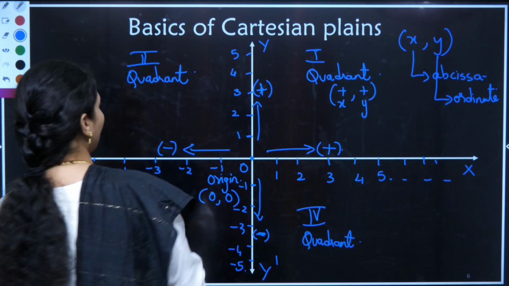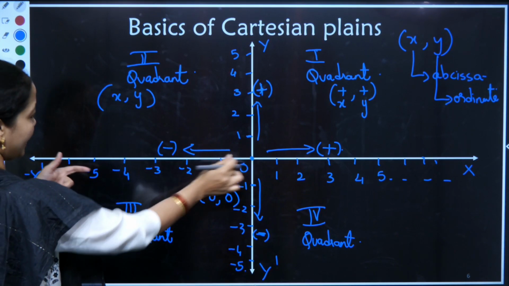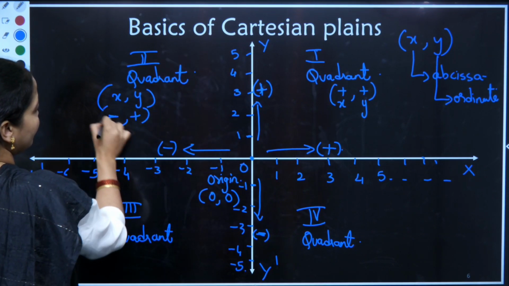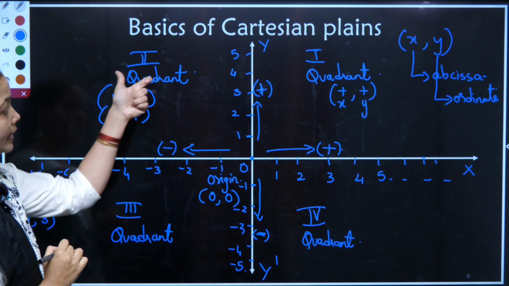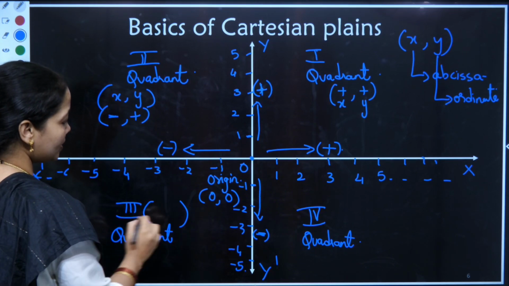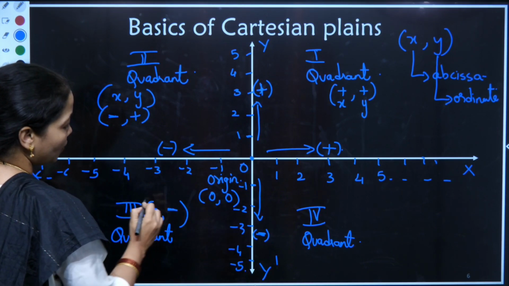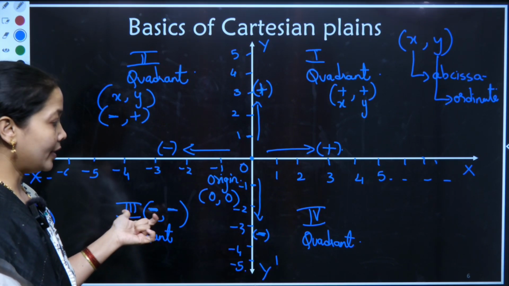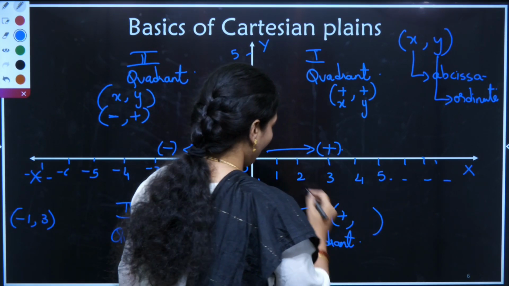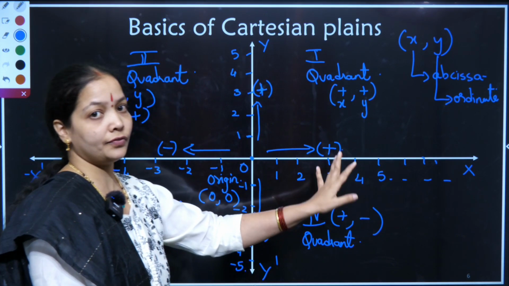If I go to the second quadrant, I can check the x and y. Look at the board. This x point is negative, y is positive. So the sign convention of the coordinates in the second quadrant is negative and positive. Coming to the third quadrant, we can analyze it. X is negative, y is also negative. So the coordinate points will be both negative in the third quadrant. Coming to the fourth quadrant, x is positive, y is negative. So the sign convention will be positive and negative in the fourth quadrant.